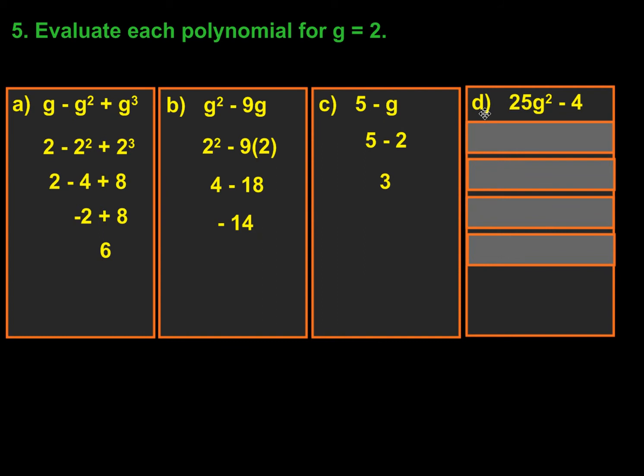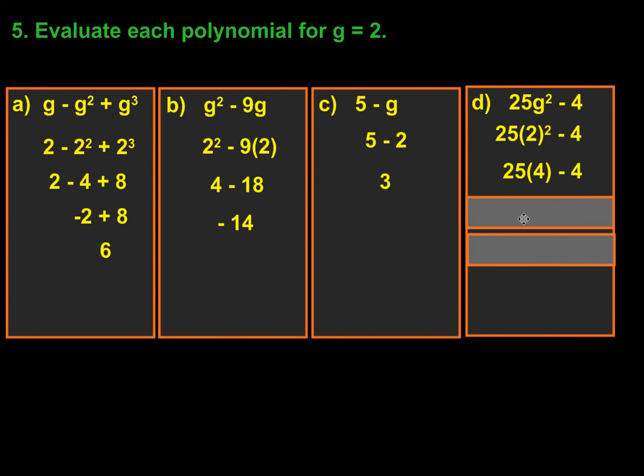For d, it's a little more complicated. We have 25g to the second power minus 4. So we're going to substitute 2 for the g. I like to put them in parentheses when we do that, especially in a complicated one like this. So that gives us 25 times 2 to the second power minus 4. Order of operations indicates we'll do 2 to the second power first. So it's 25 times 4 minus 4. 100 minus 4, 96.